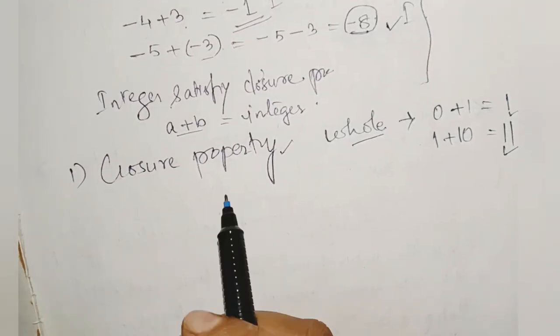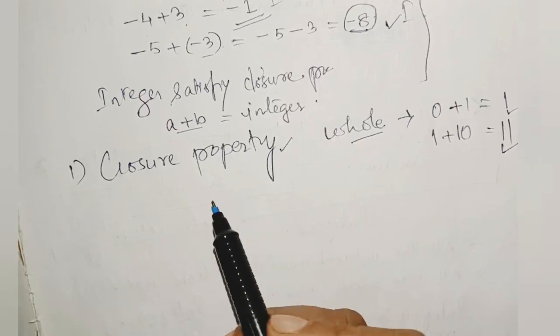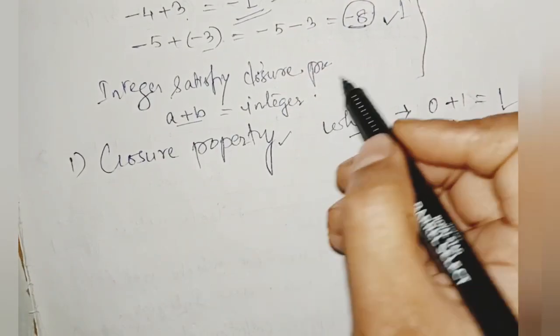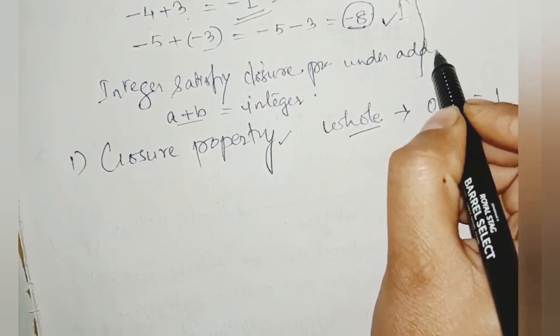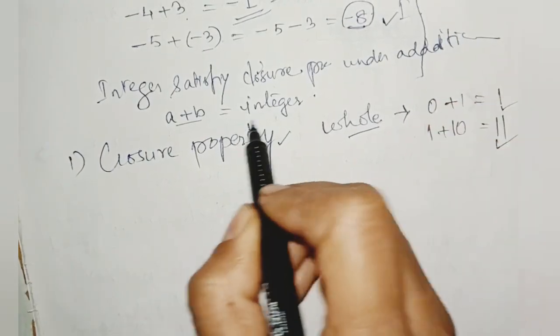Next comes the closure property. This was the closure property under addition. Whenever we add, we get an integer.